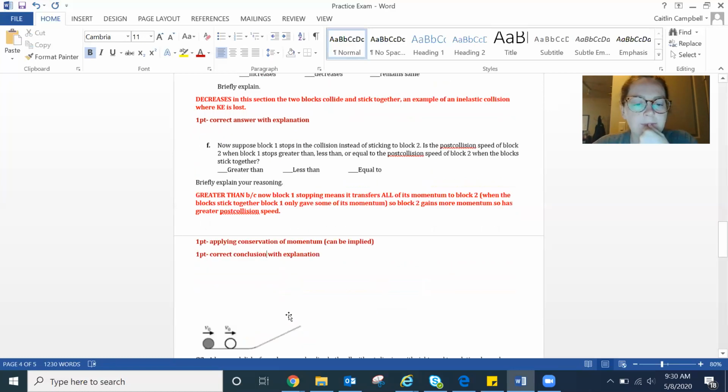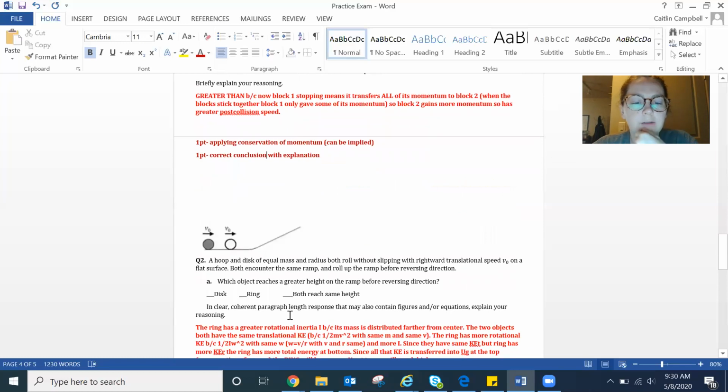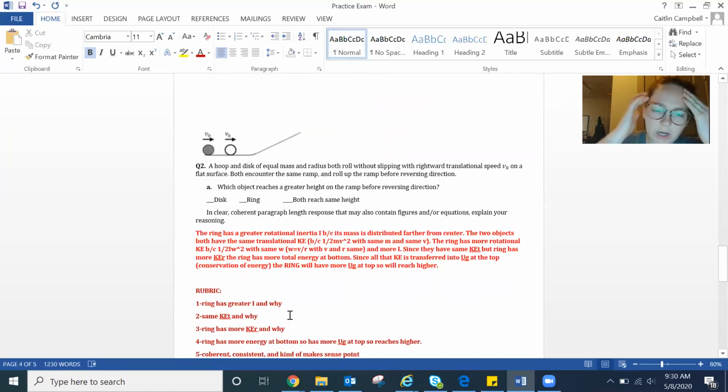Okay, Q2, our paragraph length response. So here we've got a hoop and a disc of equal mass and equal radius, and they have the same translational speed. They both encounter the same ramp and roll up before falling back down, reversing directions. Which object reaches a greater height on the ramp before reversing direction?